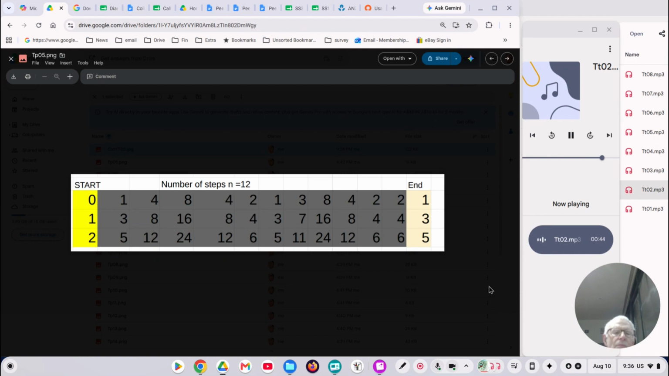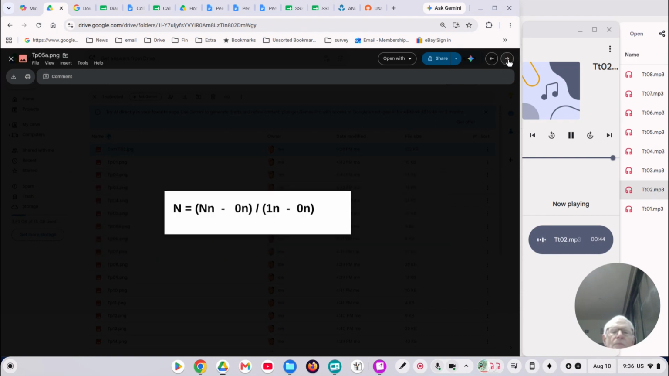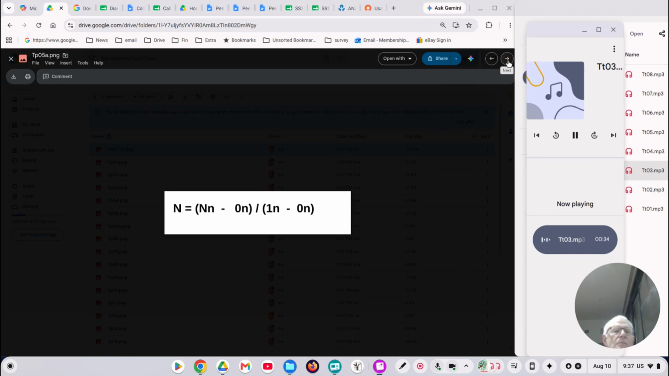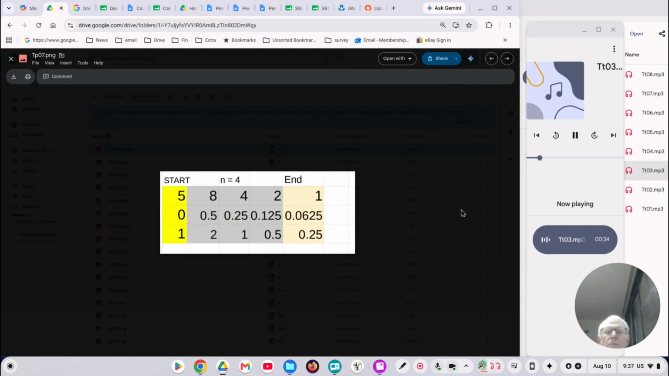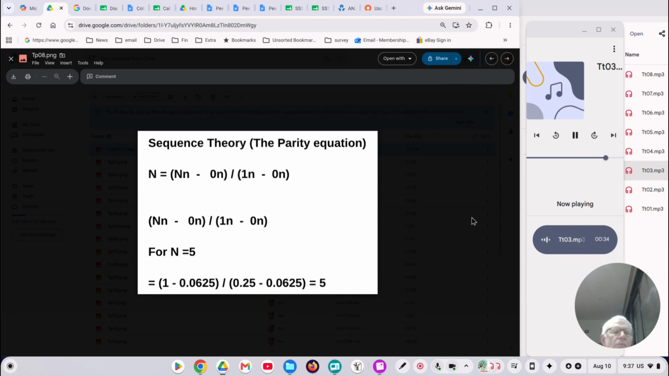We can write this into an equation with starting value n going for lowercase n steps. N equals n at the nth step minus 0 at the nth step, all divided by 1 at the nth step minus 0 at the nth step. We can apply that to a Collatz sequence. Let n equals 5. 5, 8, 4, 2, 1 is the sequence. Let 0 take the same path. 0 ends up at 0.0625. Now let 1 take the same path. 1 ends up at 0.25. Put these final values into the equation and you get the value n equals 5. So the equation works for Collatz.